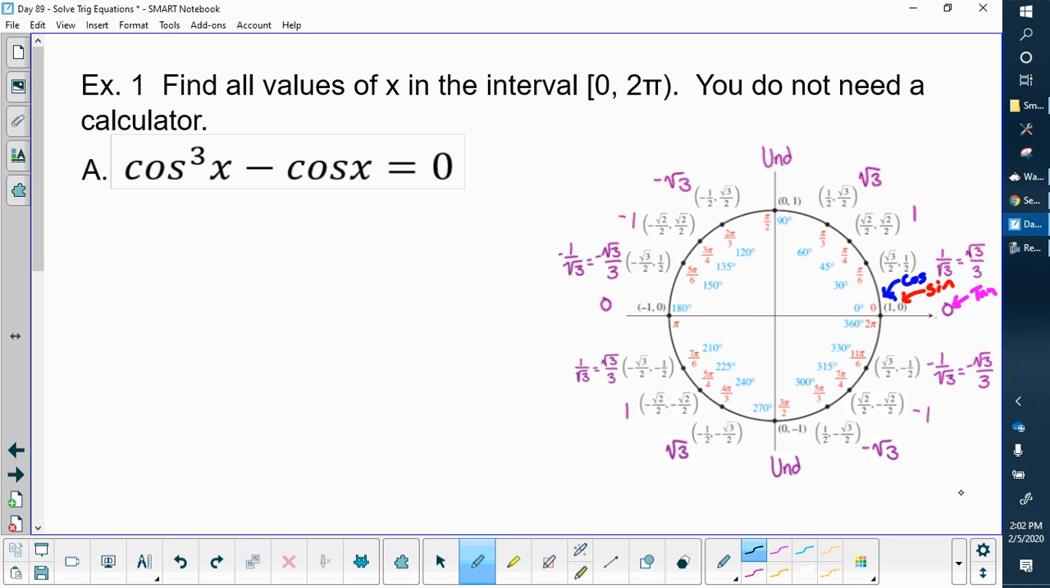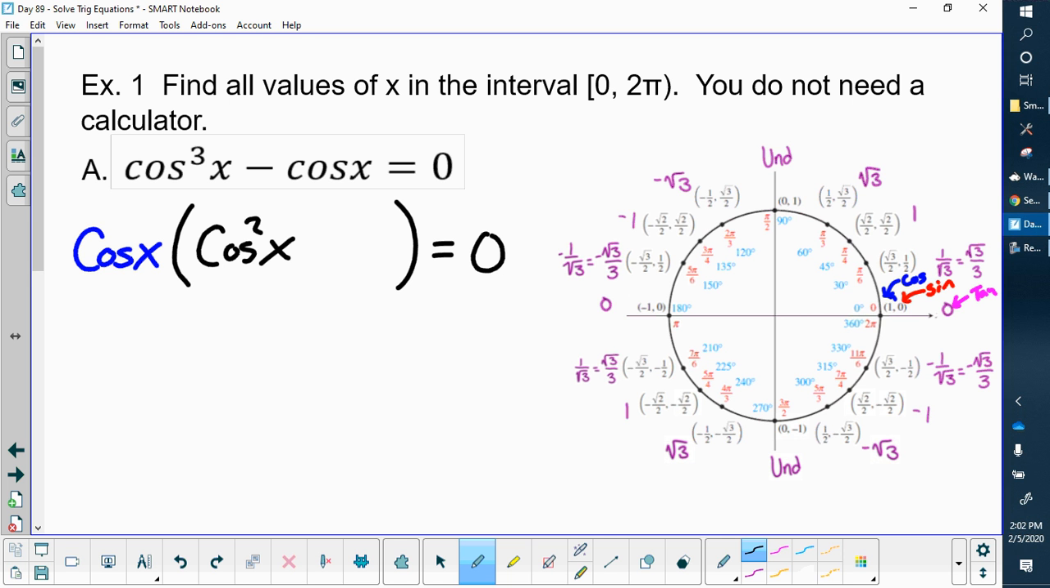What can I pull out of both these terms? A cosine of x, right? So I'm going to go ahead and on the outside here, pull out a cosine of x, and in parentheses, I have equals 0. What would I have if I pulled a cosine out of cosine cubed? Cosine squared of x.